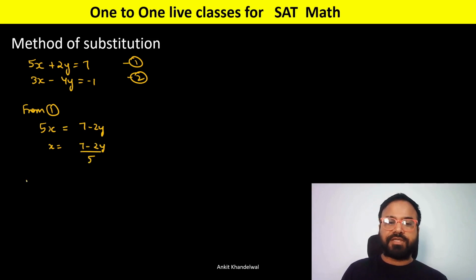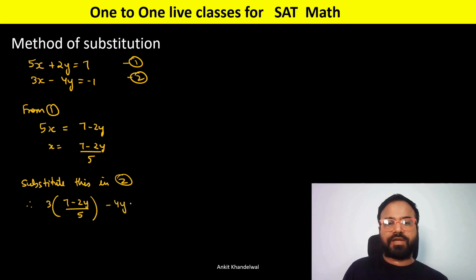Now substitute this in equation number 2. So in equation number 2, in place of x, substitute this complete thing. So what we have done over here now, we have replaced the x, and now this complete equation is in terms of y. So let's solve this. Before solving, this is a fraction, so to remove this fraction, multiply the complete equation by 5. If I multiply the complete equation by 5, this will get cancelled.